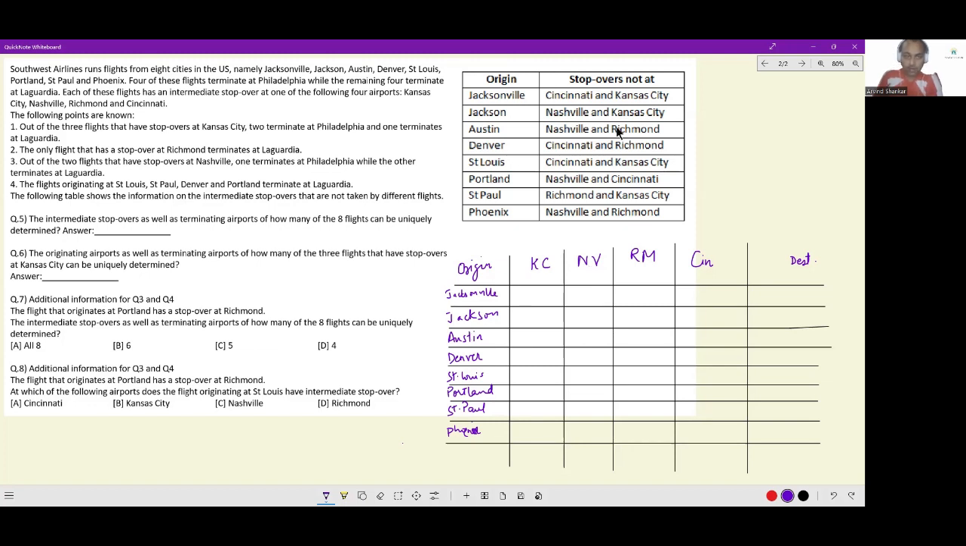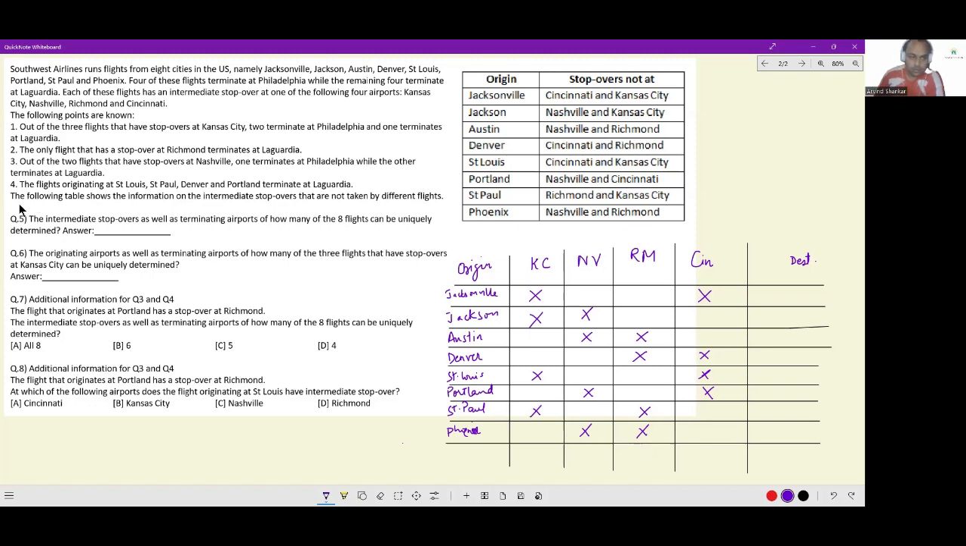Now we were also told where their stopovers don't lie. So I can cancel that out. Jacksonville is not at Cincinnati, not at Kansas City. Jackson is not at Nashville, not at Kansas City. Austin is not at Nashville, not at Richmond. Denver is not at Cincinnati, not at Richmond. St. Louis is not at Cincinnati, not at Kansas City. And Portland is Nashville and Cincinnati out. Nashville out, Cincinnati out, Richmond out, Kansas City out for St. Paul, and Nashville out and Richmond out for Phoenix. This is our starting point.